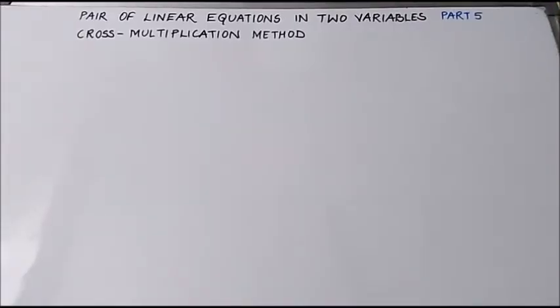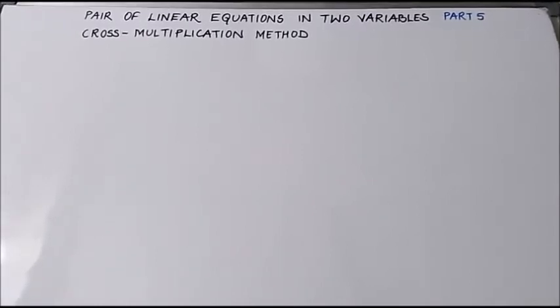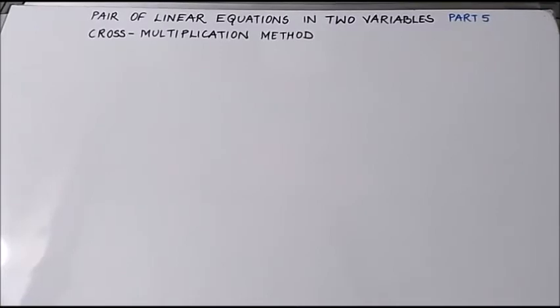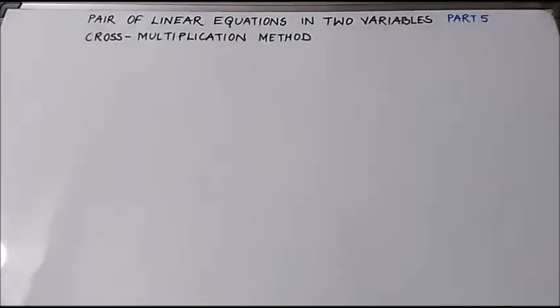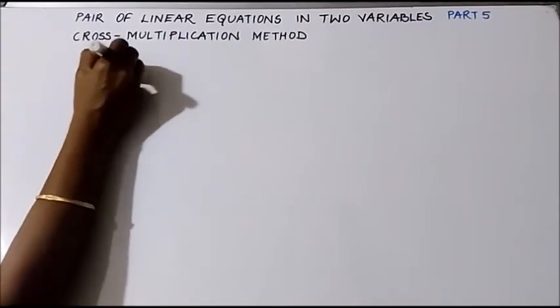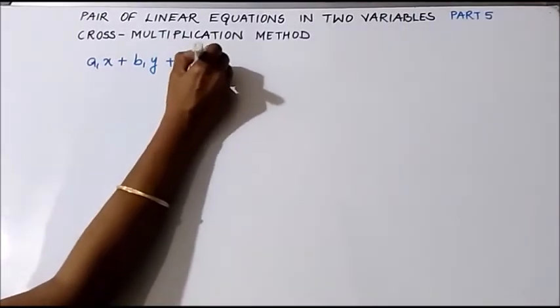Student, now let us do a third algebraic method of solving pair of linear equations in two variables, that is the cross multiplication method. But before we start solving, let us derive the formula used in cross multiplication method.